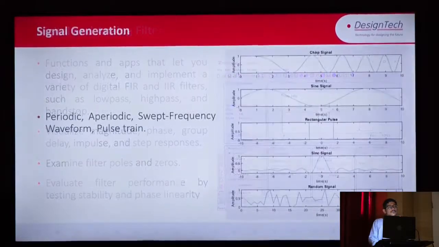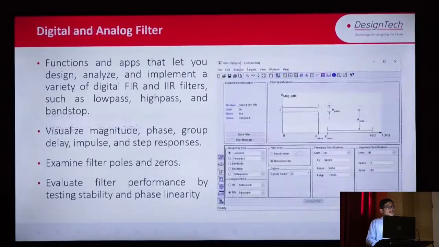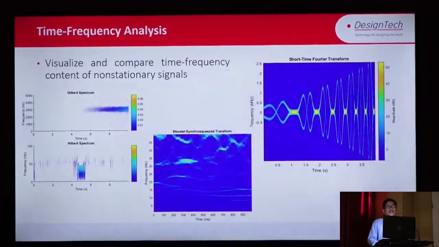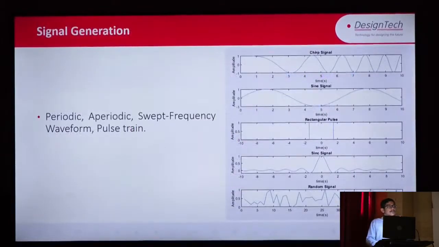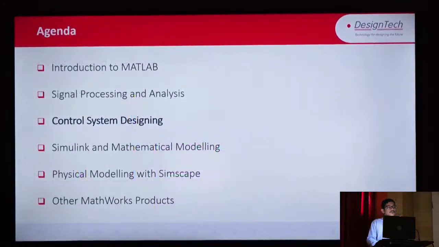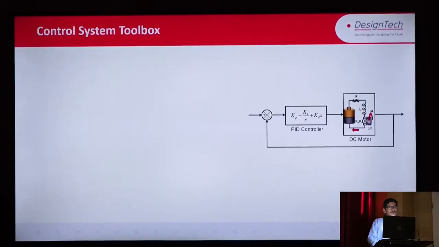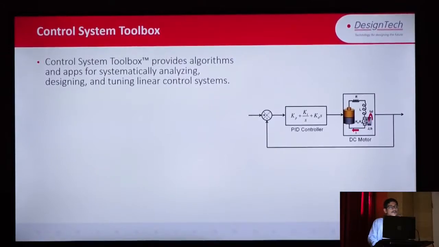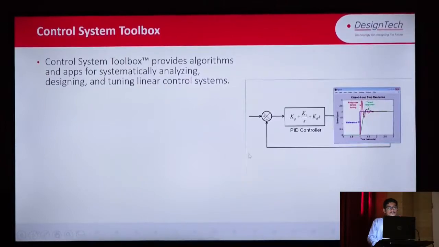In signal processing, the Signal Processing Toolbox lets us develop algorithms, develop filters, and generate different kinds of signals for our applications. We have talked about machine learning algorithms and how to work with them. For control system design, we have a toolbox that helps us design our controllers. We have the plant model and the controller model here, and the controller model can be directly deployed to our hardware if we want.